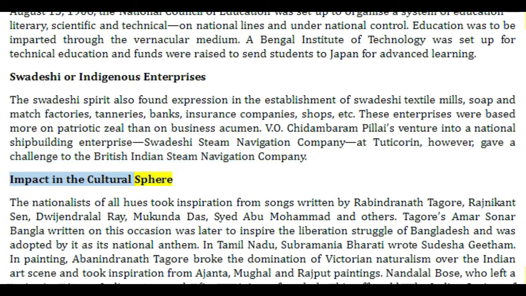Impact in the cultural sphere. The nationalists of all hues took inspiration from songs written by Rabindranath Tagore, Rajnikant Sen, Vijendralal Ray, Mukunda Das, Syed Abu Muhammad and others. Tagore's Amar Sonar Bangla, written on this occasion, was later to inspire the liberation struggle of Bangladesh and was adopted by it as its national anthem. In Tamil Nadu, Subramania Bharati wrote Sudesha Geetham.